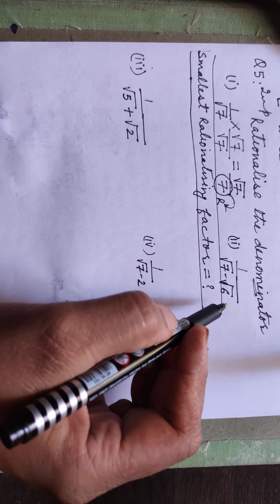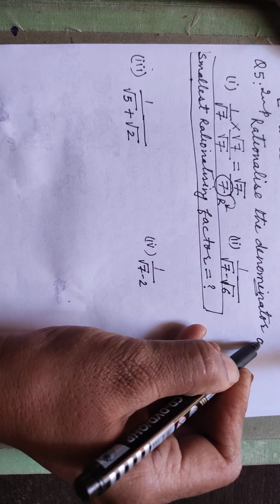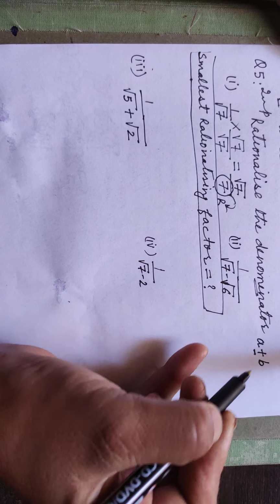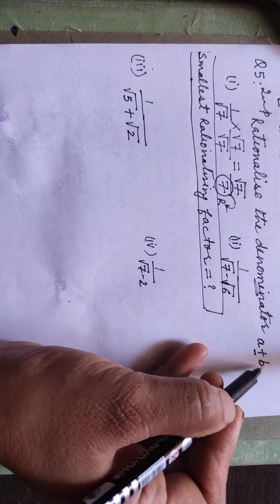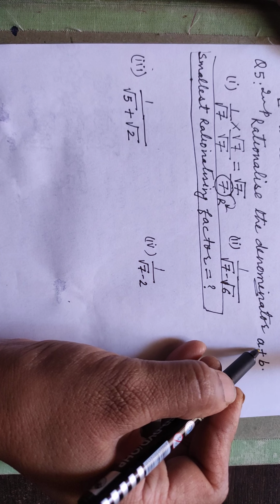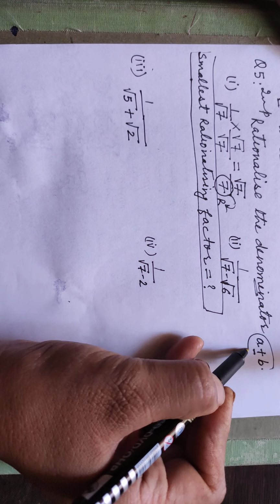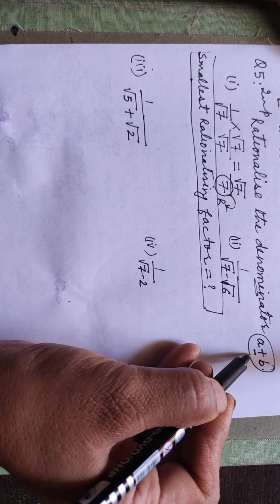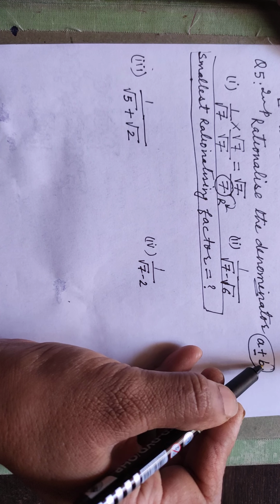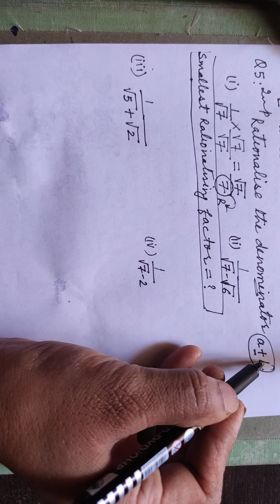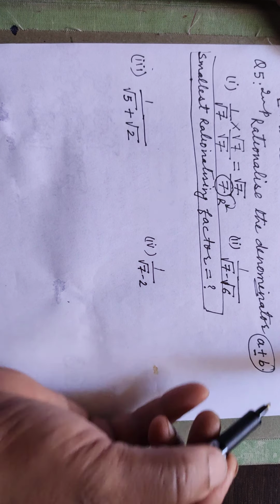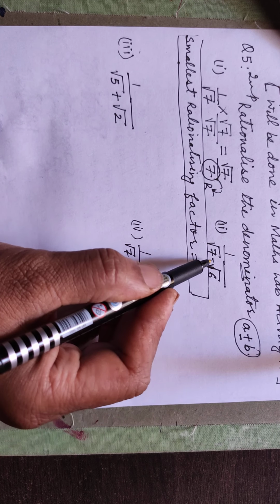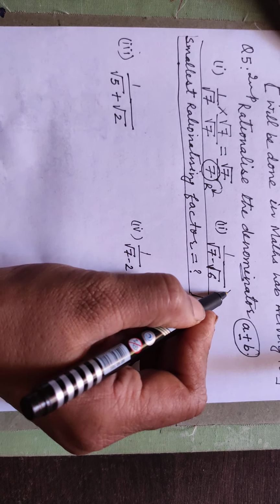So what is the rationalizing factor for all such expressions? If a plus b is given, the rationalizing factor would be a minus b, and if it is a minus b, the rationalizing factor would be a plus b. So remember this: if plus is given, you take minus as its rationalizing factor, and if a minus b is given, take a plus b as its rationalizing factor. So look here, this is a, this is b. So what is the rationalizing factor for it?